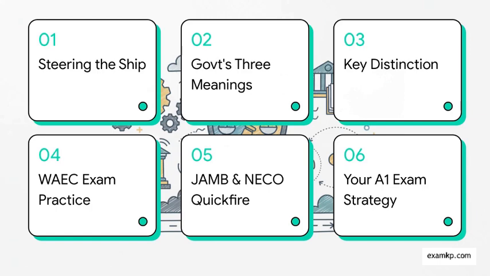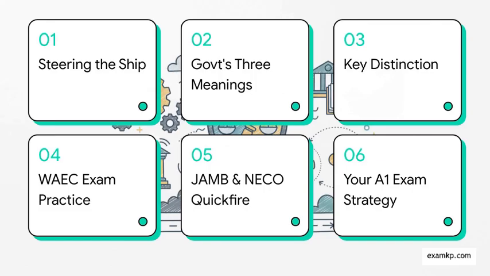All right, here's our roadmap for today's session. We're going to start by locking in that steering the ship idea. Then we'll break down the three key meanings of government that, trust me, the examiners absolutely love to ask about. After that, we'll clear up a super important difference between the state and the government. And then, my favorite part, we're going to jump into some real past questions from WAEC, JAMB and NECO, so you can see exactly how this stuff shows up in the exam hall.